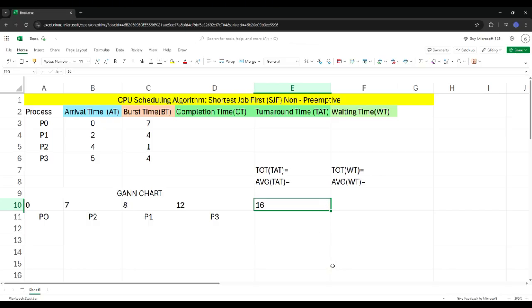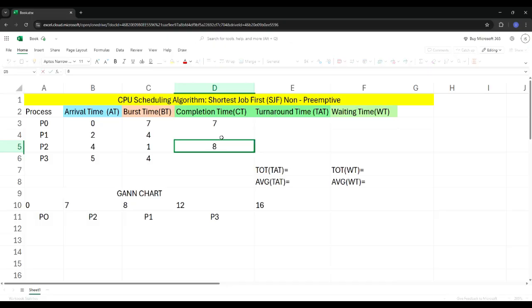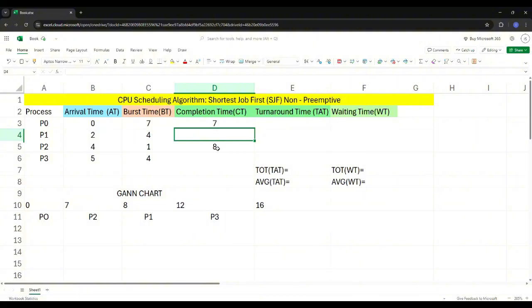And now let's compute the completion time, turnaround time, and waiting time. Also, we will solve the total and average of the turnaround and waiting time. Let's get the completion time first. Let's use the SJF method to get the current number. The first is P0, which is available. It has a burst time of 7, so it's scheduled first. 0 plus 7 equals 7, so the completion time of P0 is 7. Next is P2, because the burst time of P2 is 1, and the current time is 7. 7 plus 1 equals 8, so the completion time of P2 is 8.